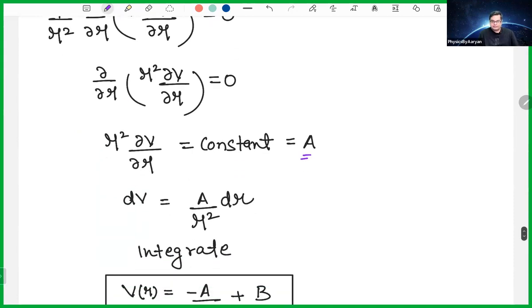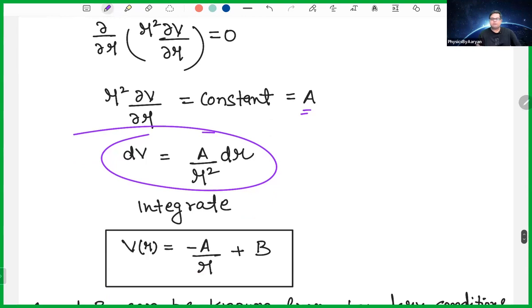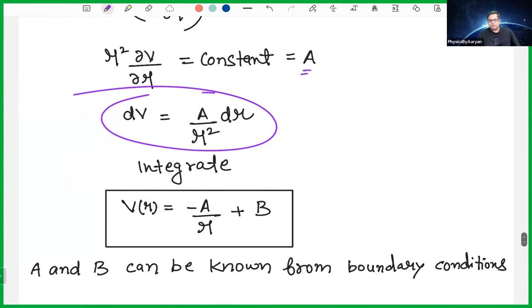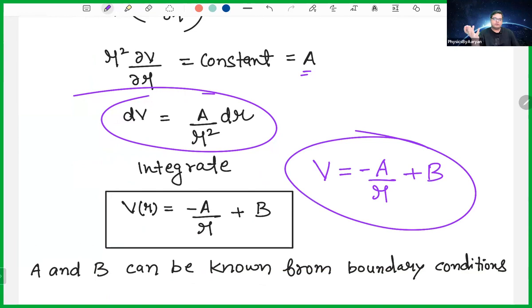Okay, so then I just keep my dV on one side and I can bring my r terms to the other side. So this is what I will get: a by r square into dr. And in the last step, all I have to do is integration. If I integrate, my V(r) will become minus a by r plus b, because it's an indefinite integration so I have to add some constant. So this is my potential. In the case of the spherical polar coordinate system, what is the general solution? Minus a by r plus b. This is going to be your final solution.